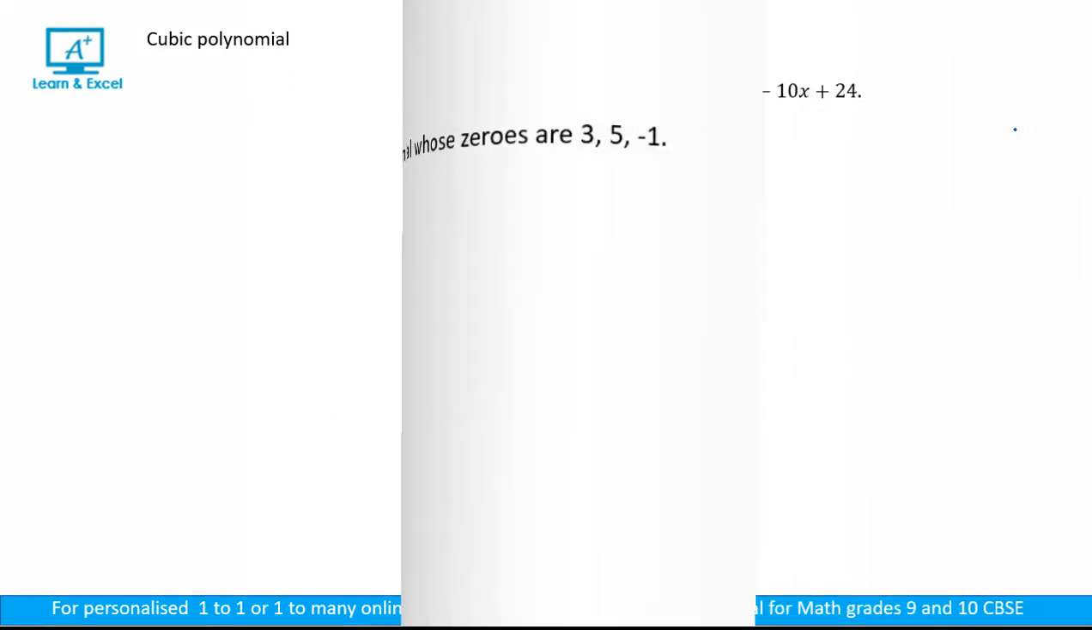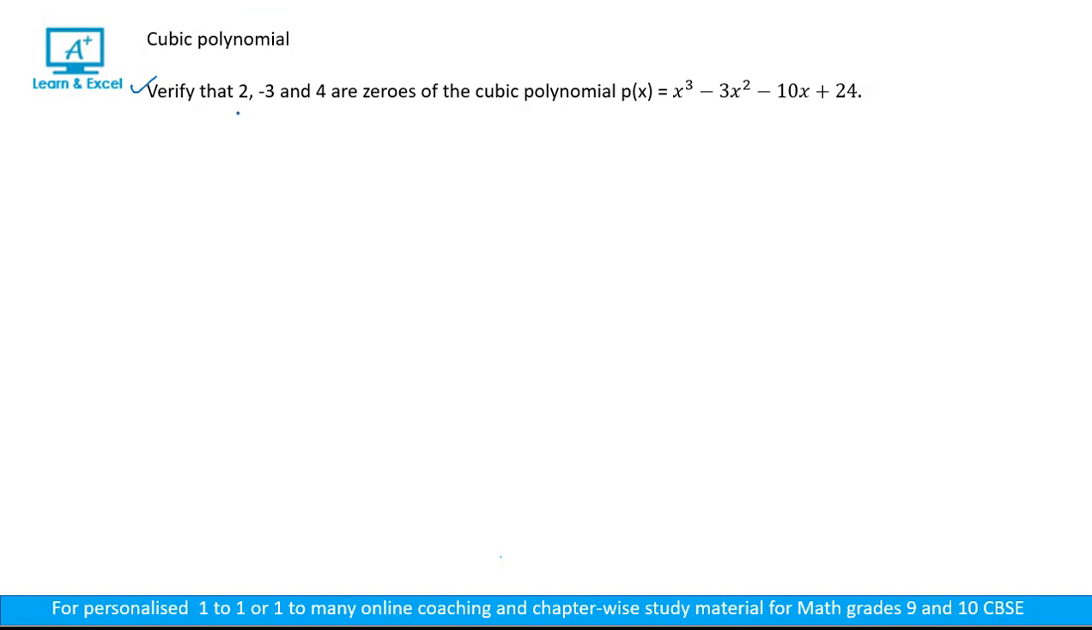Let us solve another example. We have to verify that 2, minus 3 and 4 are the zeros of the polynomial that is given to us. Now let us first check if 2, minus 3 and 4 are the zeros. For this we take the p of x. Now let us substitute instead of x 2 first.